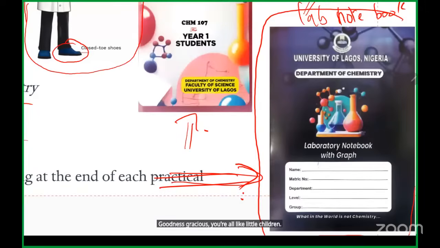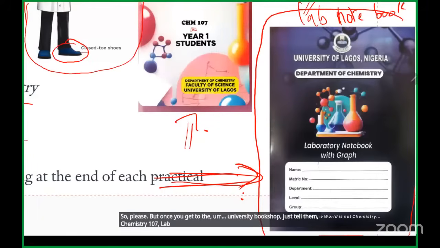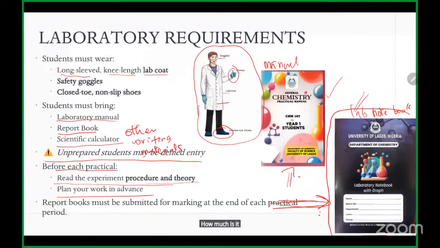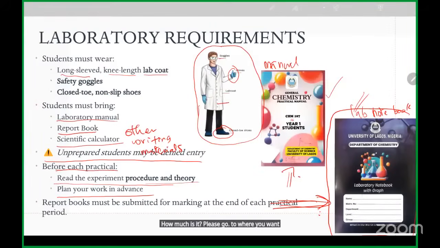The reason you are looking at the picture, maybe my own camera is not good enough. But once you get to the university bookshop, just tell them chemistry 107 lab notebook, whichever one they give you, buy it and bring it. How much is it? Please go to where you want to buy it.